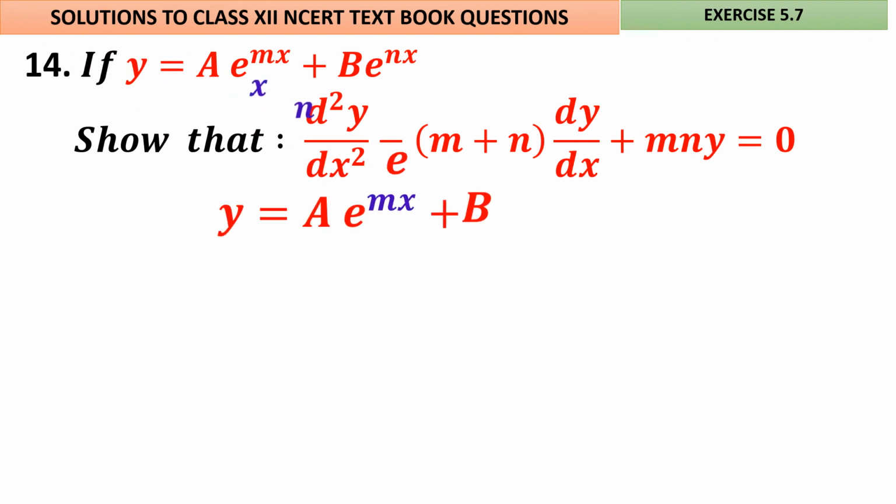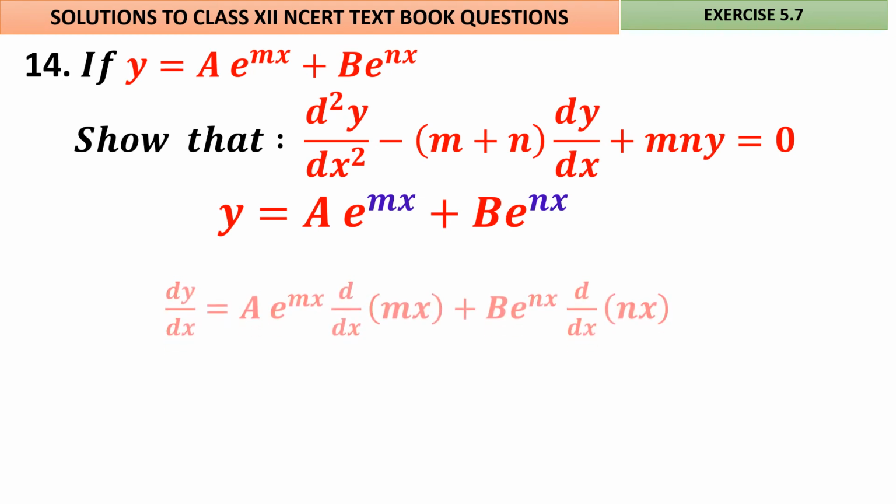Next problem, 14. y is equal to a into e power mx plus b into e power nx. Show that d square y by dx square minus m plus n dy by dx plus mn y is equal to 0. We got y now.